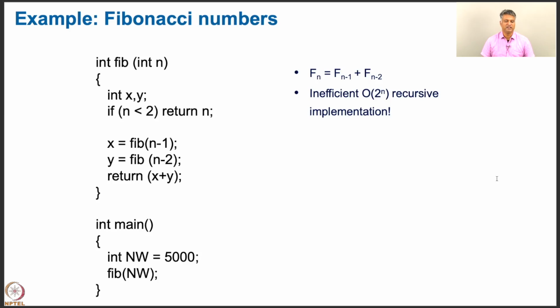Now, if the integer is less than 2, it returns the value n. If it is not, then we compute two values, x, which is the Fibonacci of n minus 1, and y, which is the Fibonacci of n minus 2, and then we return the sum x plus y. Now, this is a very inefficient recursive implementation which takes order of 2 raised to n steps.